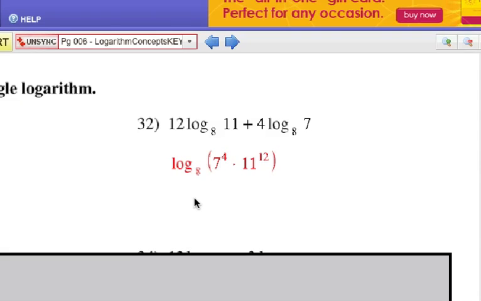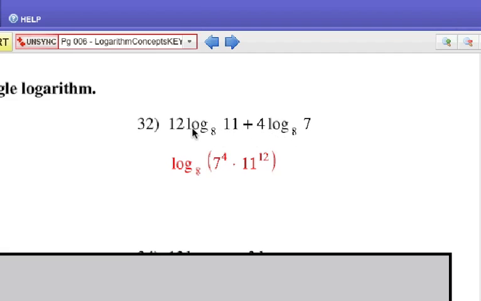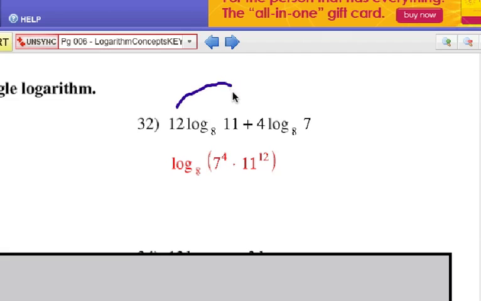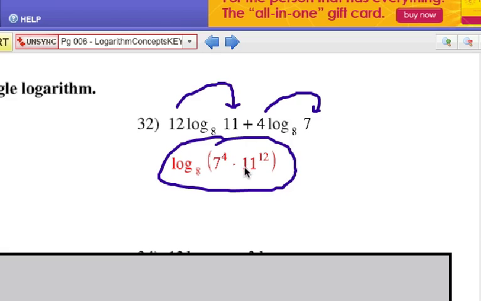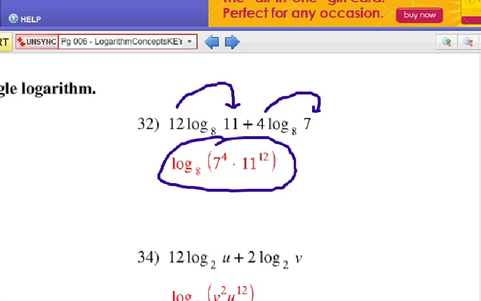Alright, here's our final answer. Notice that we have log base 11 and log base 7 in both cases. Something I should have mentioned earlier is make sure that you have the same base, or we can't use this property. So this 12 becomes the exponent there, and this 4 becomes the exponent there. So now we have 11 to the 12th power, 7 to the 4th power, right? Now, because of the addition there, that shows that you have to make it as a product. So there's our final answer. All right, let's look at two more.